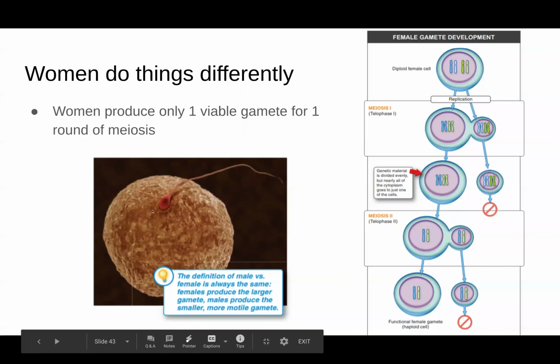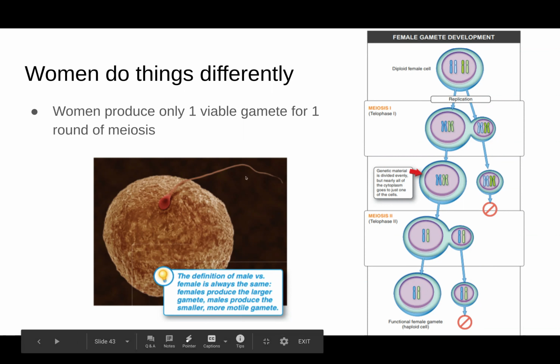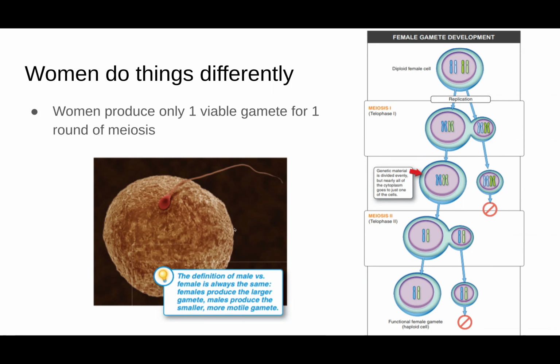Males, we do things differently. We produce gametes essentially constantly because that's just what we do. So we produce new sperm every day and replace it every 7 days. So that's the difference between men and women in terms of production of gametes, at least for humans.